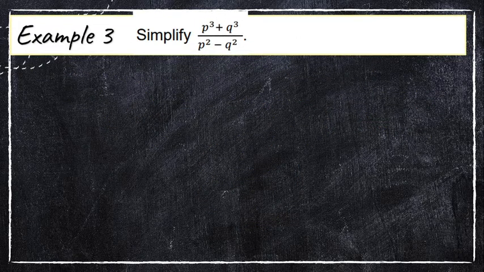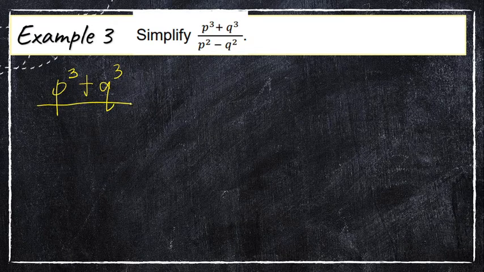Next, simplify p cubed plus q cubed over p squared minus q squared. Again, p cubed plus q cubed over p squared minus q squared. p cubed plus q cubed is an example of sum of two cubes. And p squared minus q squared is an example of difference of two squares. So let's factor p cubed plus q cubed.